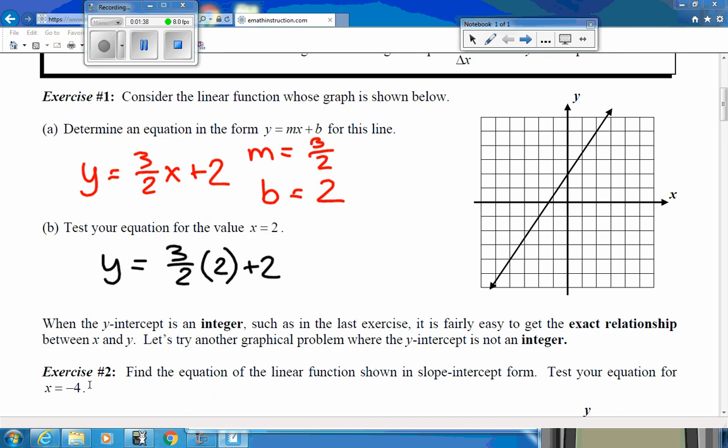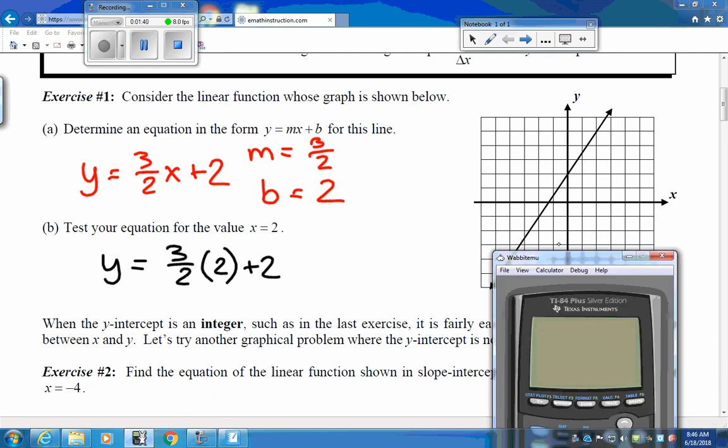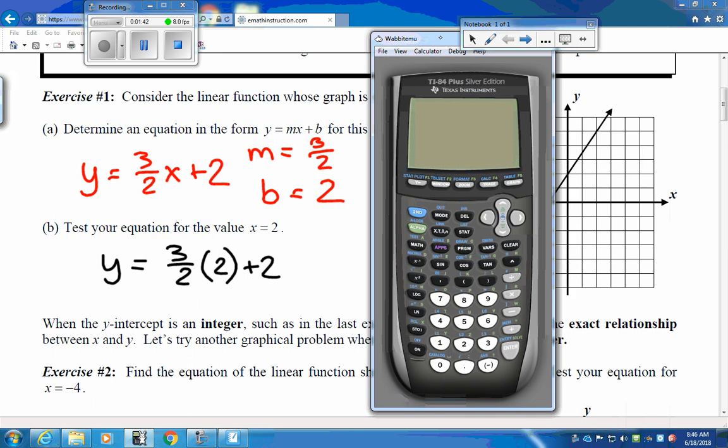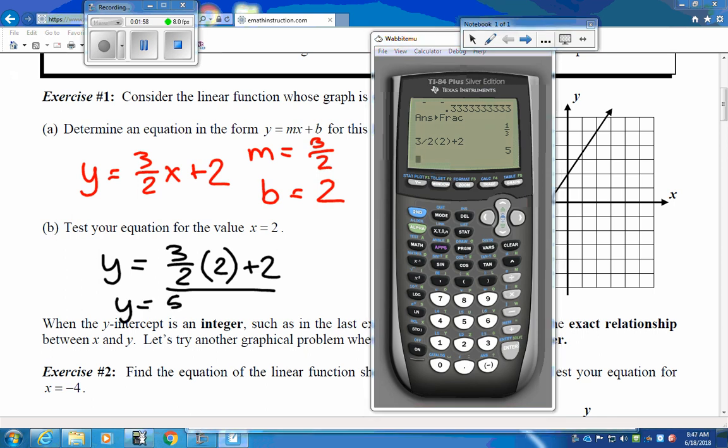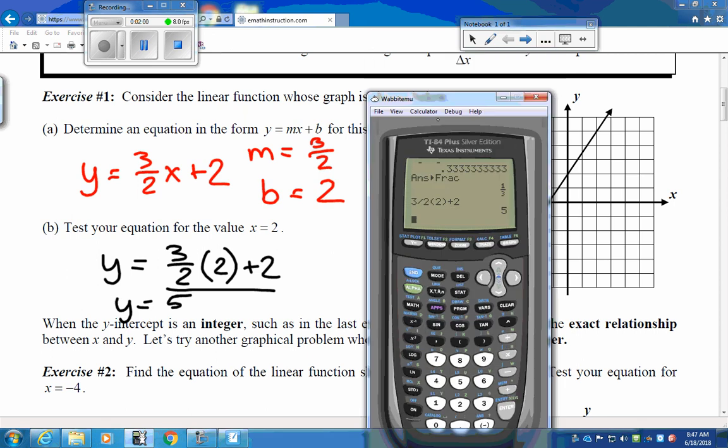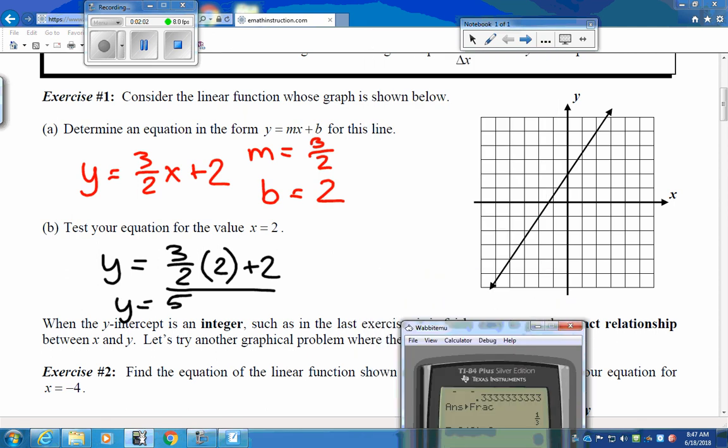So I'm going to take my calculator, and I'm going to type in this expression on the right side of the equal sign, which in this case will be 3 divided by 2, parentheses, 2, plus 2, which I get 5. So that means that the y value should equal 5 when x is 2. And if I go to the coordinate that I wrote down earlier here, that is the coordinate 2, 5. So it does check.